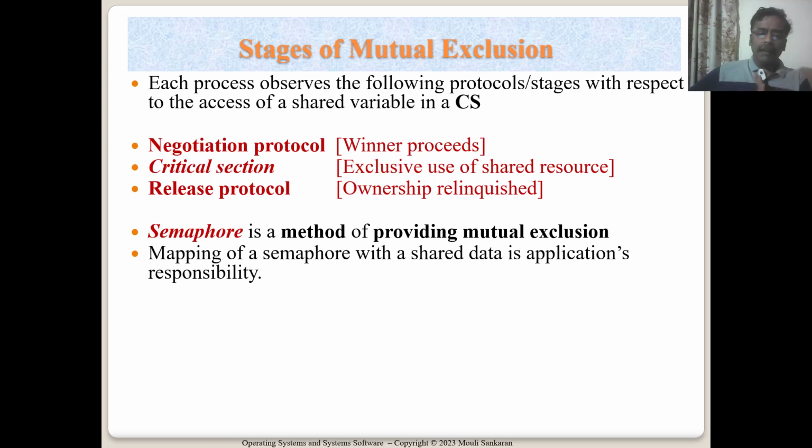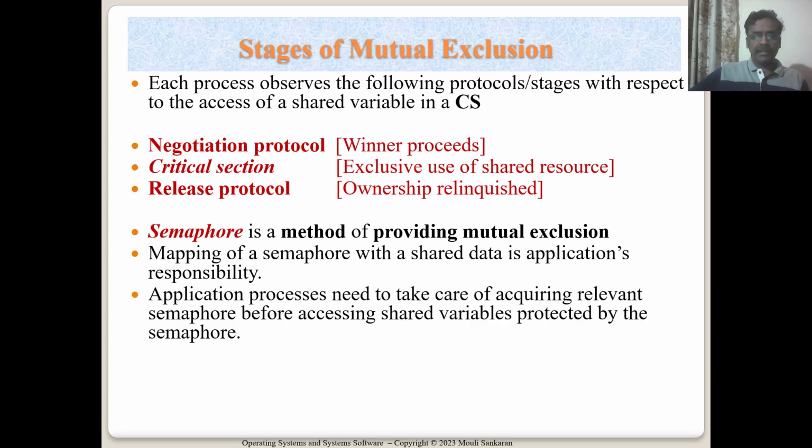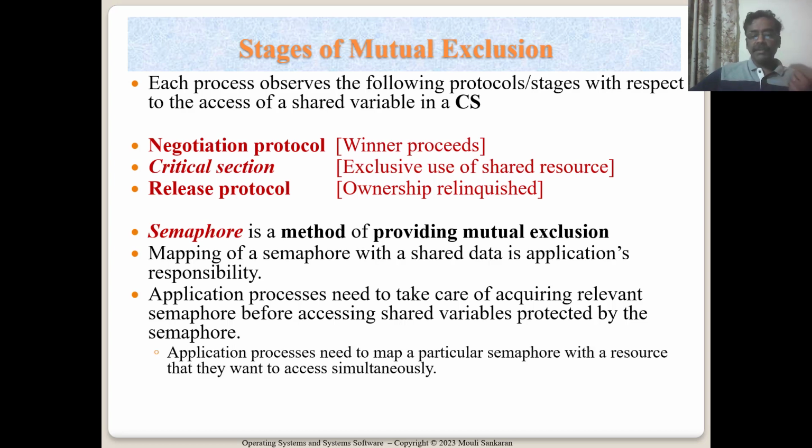Okay, basically binary semaphore is meant for mutual exclusion. And then there is one more usage which we will come to. Now mapping of semaphore with the shared data is the application's responsibility. Application processes need to take care of acquiring the relevant semaphore before accessing the shared variables protected by the semaphore. You cannot acquire some other semaphore which is not designed for protecting a particular database, and then change some other data which is protected by some other semaphore, which is also not correct. You need to have that idea and properly write the code. So application processes need to map a particular semaphore with a resource that they want to access simultaneously. Now, where do you need this semaphore at all?